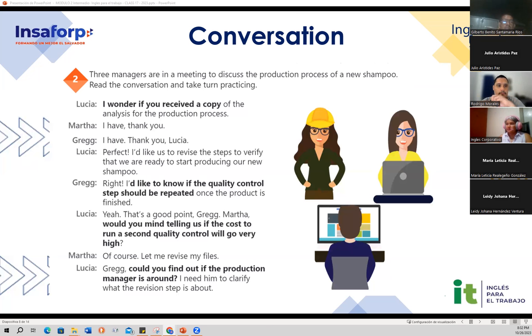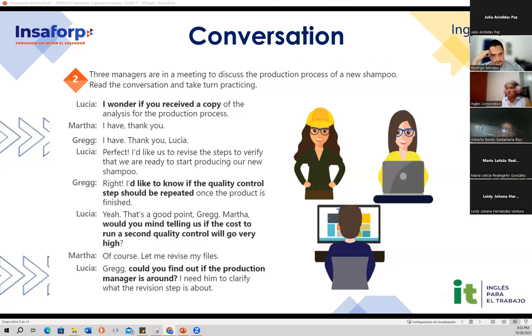Okay, I wonder if you received a copy of the analysis for the production process. I have, thank you, Lucia. Perfect, I'd like us to revise the steps to verify that we are ready to start producing our new shampoo. Right. I'd like to know if the quality control step should be repeated once the product is finished. Yeah, that's a good point, Greg. Marta, would you mind telling us if the cost to run a second quality control will go very high? Of course. Let me revise my files.